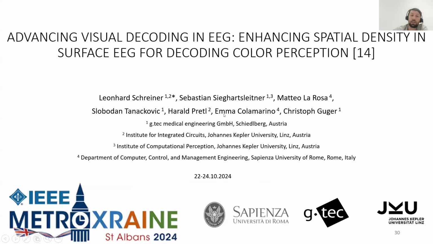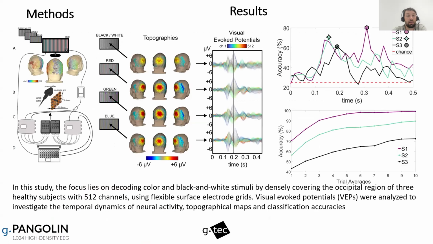And for the first study, we tried to decode different color stimuli by placing the g.Pangolin system on the occipital region. So we placed 500 channels here. We used two full g.HIamp amplifiers, 512 channels, and we showed different colored grating stimuli. You can see here the different topographies, and again, on this occipital pole, the activation for the different colors, in minus and plus 6 microvolts.